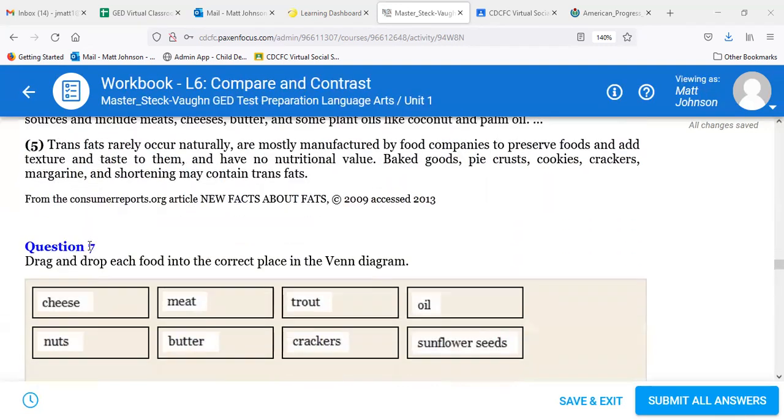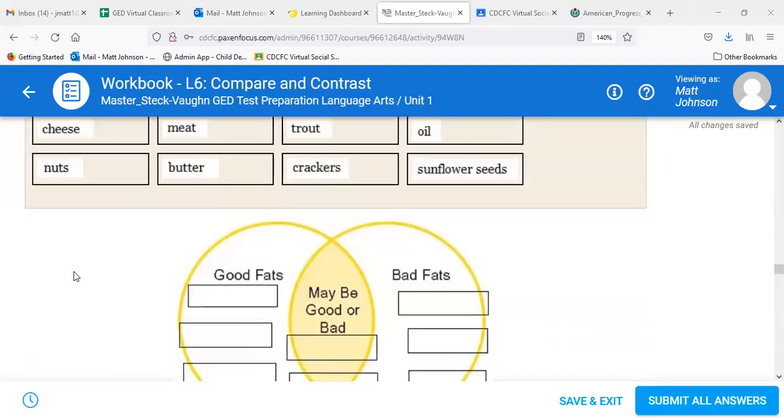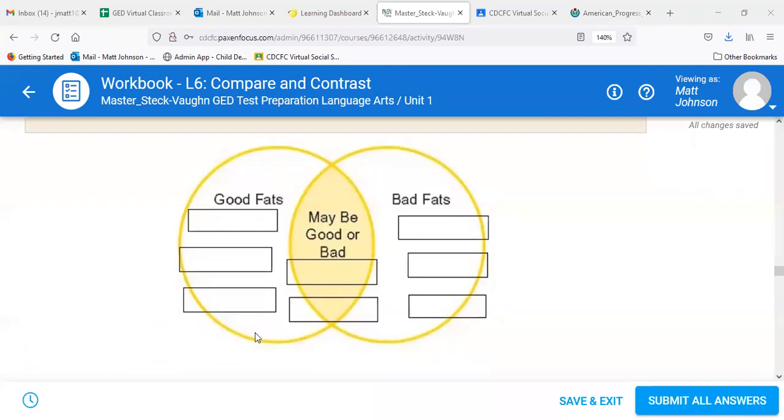Okay, so we've got a drag and drop, and here we go. Here's our Venn diagram. So you see what we're saying here. On the right, you have bad fats, right? So over here on this side, strictly bad fats. In the center, you have this overlap with the good. So things that may or may not be good as far as fat's concerned. And then over here, basically strictly good fats. And that is your basic Venn diagram. Something on one side, something on the other side, and then items that overlap in the middle.